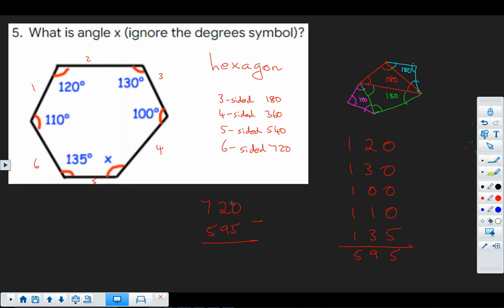0 take away 5. Well, 5 is bigger than 0, so I'm going to take one from here. 10 take away 5 is 5. Again, 11 take away 9 is 2. 6 take away 5 is 1. So there is my answer, 125. So that was quite a bit of work, and a similar nugget to go and practice on is 28.06.